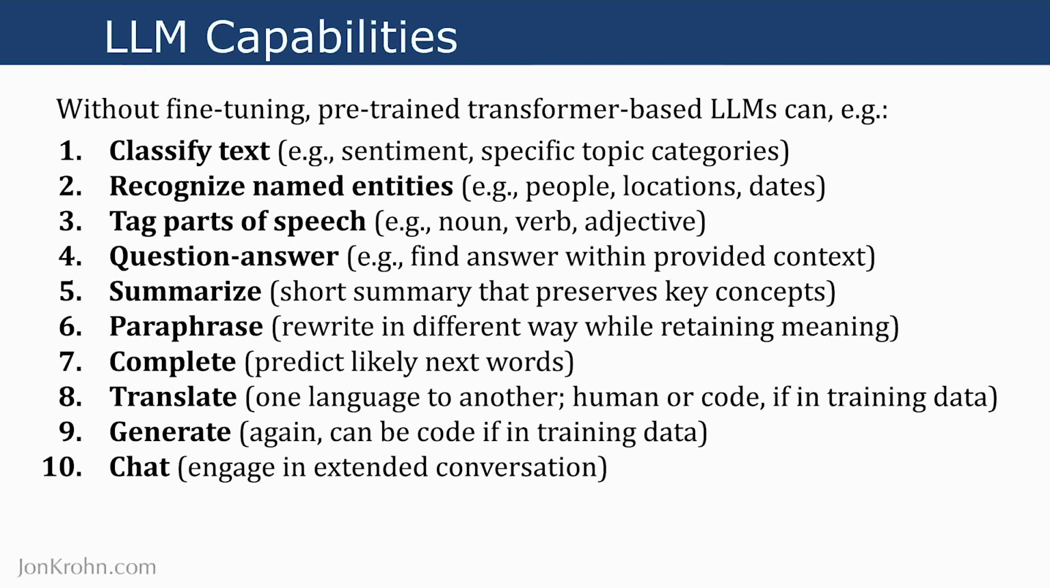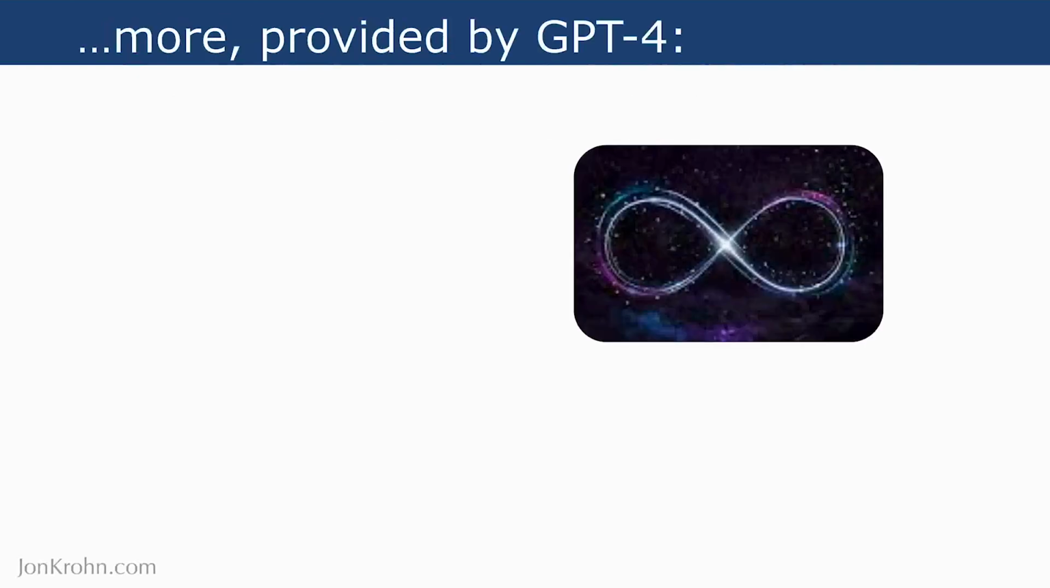And another LLM capability is chat, so engaging in extended conversation. I came up with all of these on my own, but on this next slide, all of these were provided by GPT-4. So I gave it those first 10. I was like, look at all these things that I thought of that LLMs could do. Did I miss any? And it can effectively provide an infinite number of things that it could do, right?